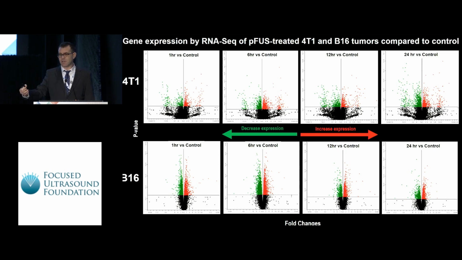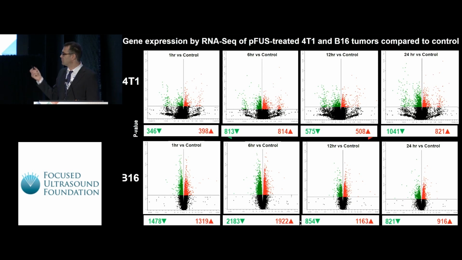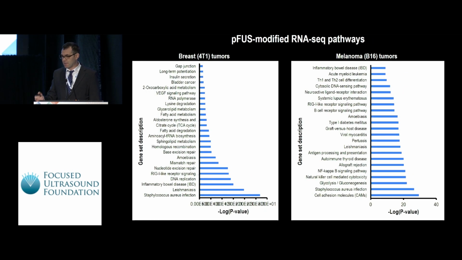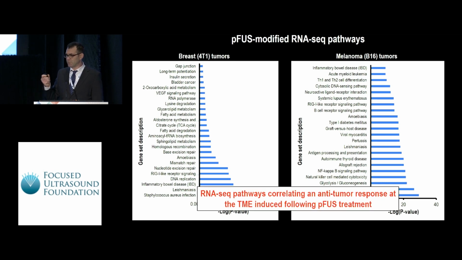We did that by RNA-seq analysis, and you can see here in this volcano plot, we saw dozens and dozens of pathways that were overexpressed in red, or their expression was decreased in green. We noticed that if we took the top RNA-seq pathways, most of them were associated with anti-tumor immunity response.